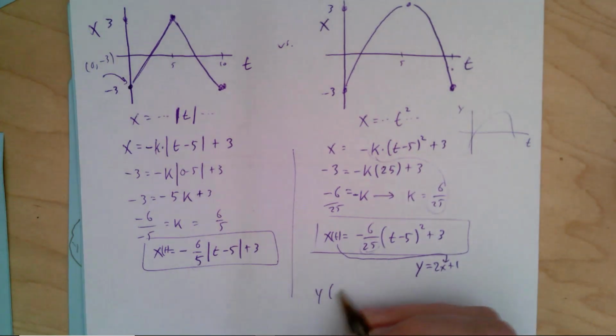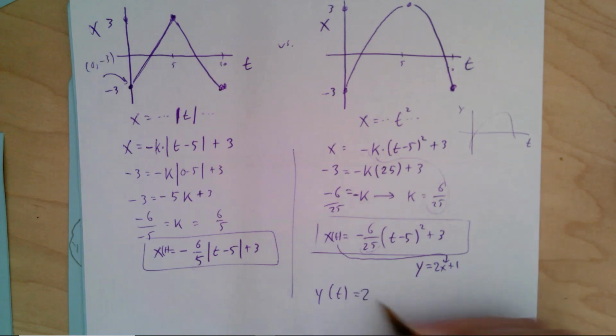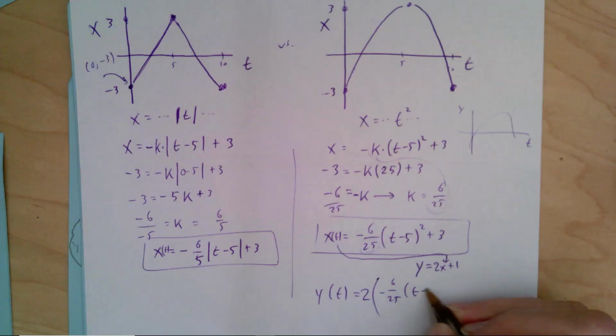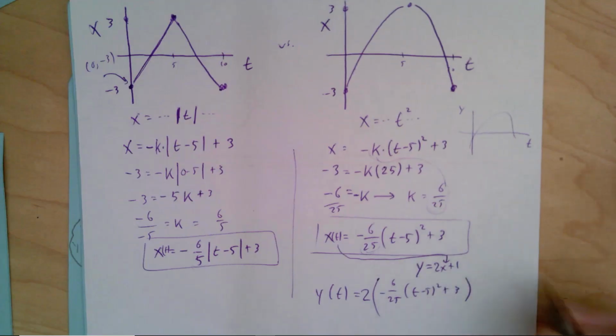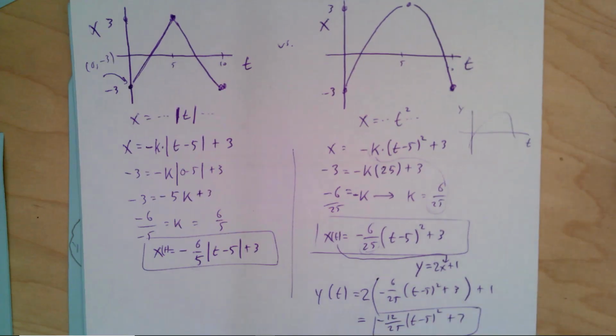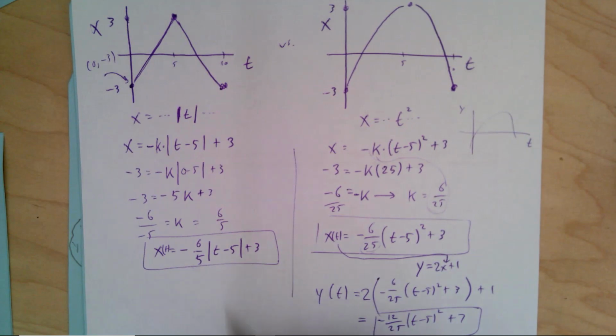So that would give us y of t is 2 times this entire x of t equation. We'll write it all out. 6/25 t minus 5 squared plus 3, and then plus 1 on the outside. And then if you're going to simplify that, 2 times 6 is -12/25. 2 times 3 is 6. t minus 5 squared. So 2 times 3 is 6 plus 1 is 7. So there you go. You could do an analogous thing on the other side.